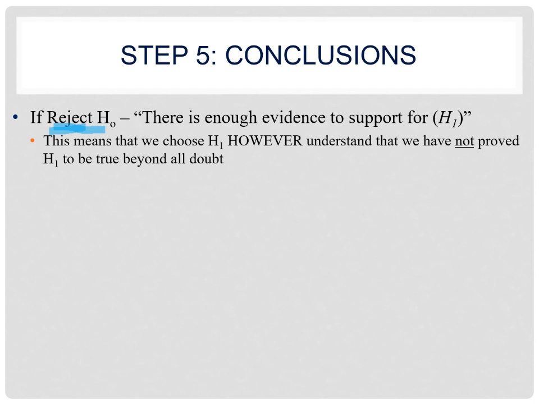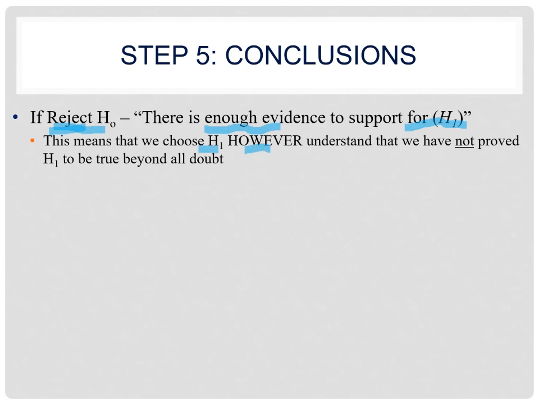If you reject H naught, it means you have evidence to support H1. Okay? That's pretty much all you can say, is you have evidence to support whatever's in H1. So if you say in H1 that you think the mean is less than 20, then you can say, therefore, there's enough evidence to say the average, whatever, is less than 20. But that's it. Okay? So what this means is that we choose H1.